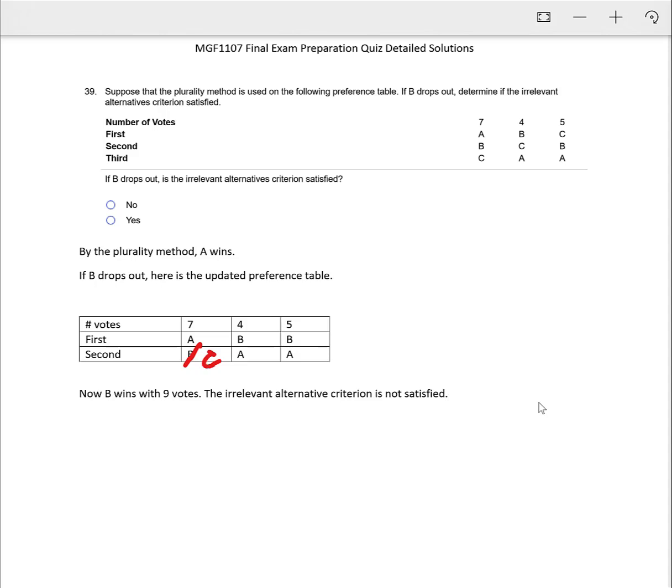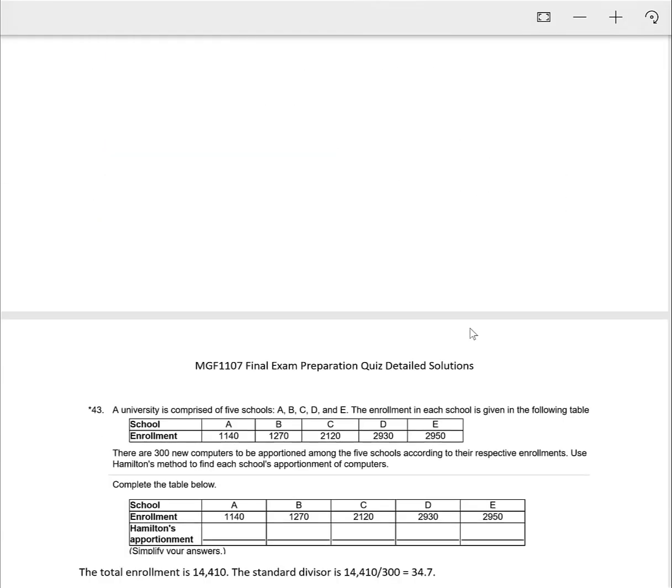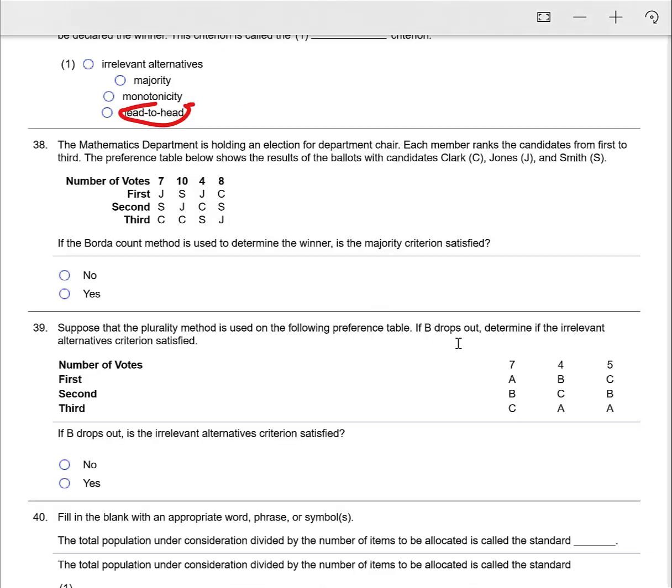Hold on a second, I messed this one up. B drops out, this would be a C. Sorry, so C wins. So the irrelevant alternatives criterion is not satisfied because now we have a different winner. The original winner does not maintain. That was number 39. All right, let's go back over here.